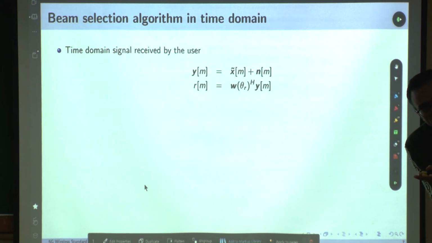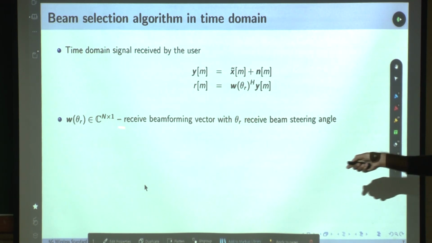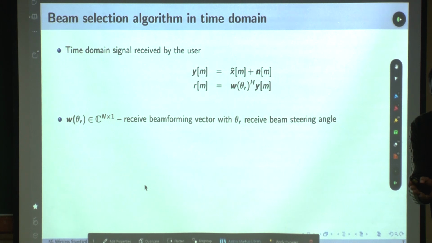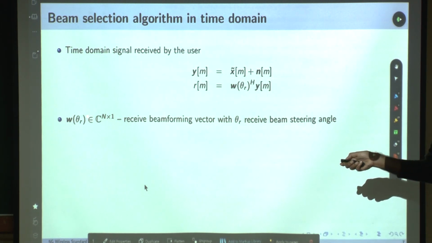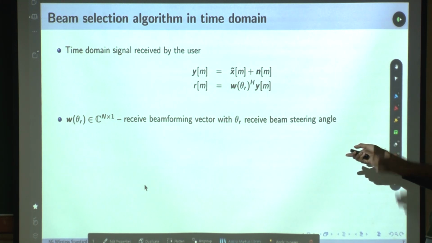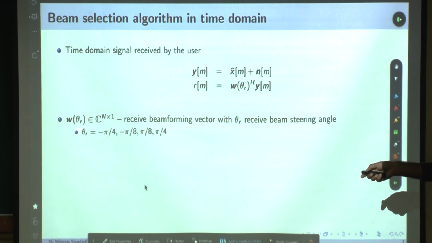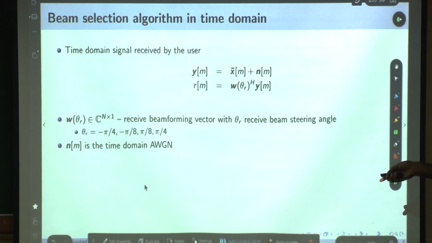The base station transmits in a particular direction. The user is combining from a particular direction. Okay, receive beamforming vector, theta r, the receive beam steering angle. How will it generate? I gave you a formula for a line of sight system. What was that? 1, then e raised to the power j2 pi, that vector. Hermitian of that, you put it over here in a particular direction. So what are the different angles in which the user and base station will generate? Minus pi by 4, minus pi by 8, pi by 8 and pi by 4. In these 4 directions they are generating the transmit and receive beams. You can generate in more directions also. I am taking a simple example. Okay, this is AWGN noise.